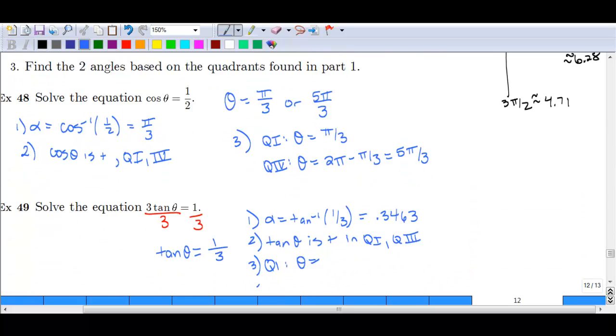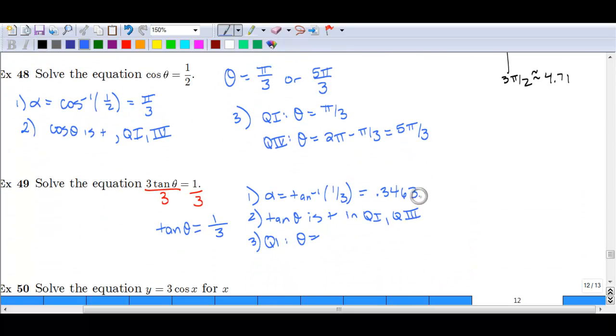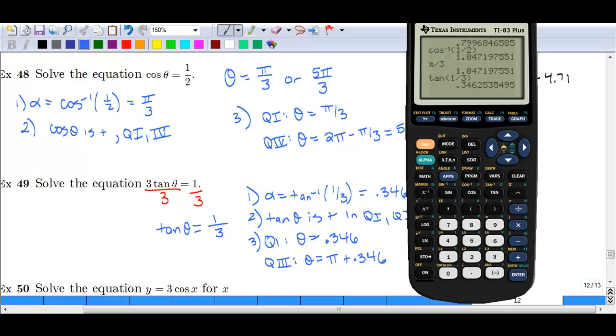In this case, we already have quadrant 1, we're at 0.3463. And then we need quadrant 3. So to find theta in quadrant 3, we are going to add pi to 0.3463. So again, going back to our calculator, we are going to add pi, and we come out with 3.488.